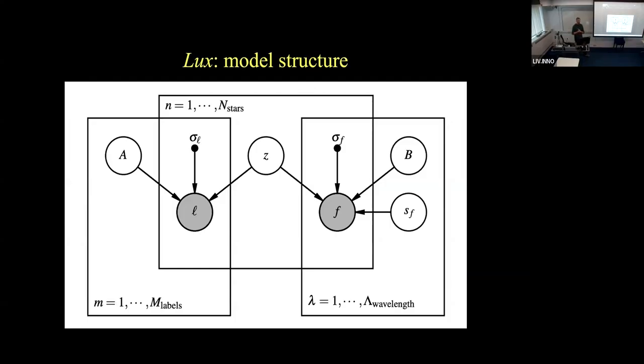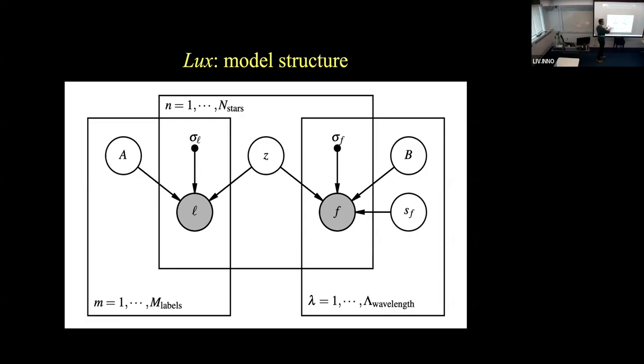If you've never seen graphical models before, this is a representation of Lux as a graphical model. Here, L is labels or parameters of a star. F is flux, so your data, your spectra. And then these things are latent parameters, so numbers that don't mean anything, but we optimize them to then be able to predict these things. And then the uncertainties and some extra scatter in case you don't trust your uncertainties on your input data.